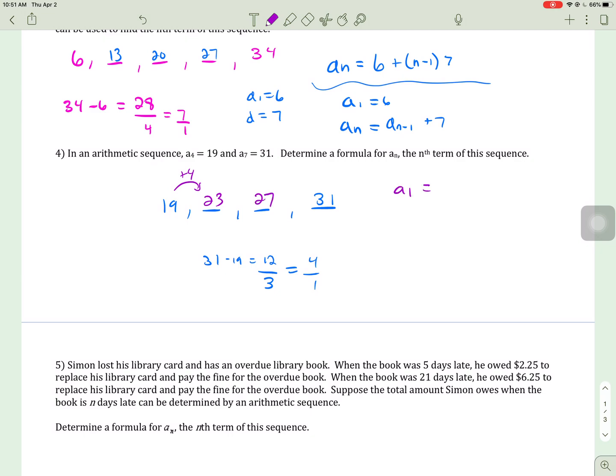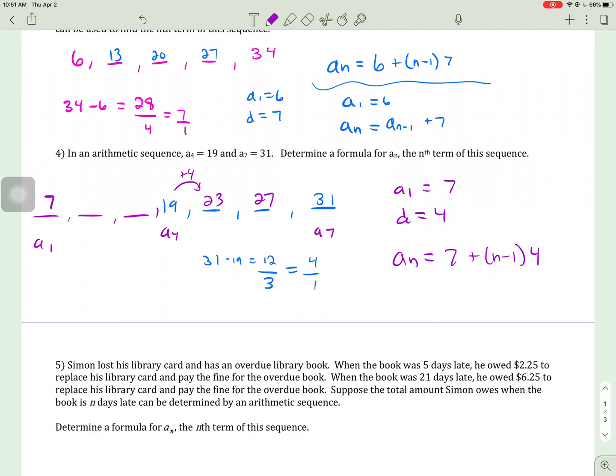Now, remember, we need the first term, so actually I'm going to go backwards as well. This is a sub 4, this was a sub 7, a sub 3, a sub 2, a sub 1. So this will be a sub 1, so we got to subtract 4. We get 15, 11, 7 is the initial value. Common difference is 4. And we get a sub n equals 7 plus n minus 1 times 4. Okay?